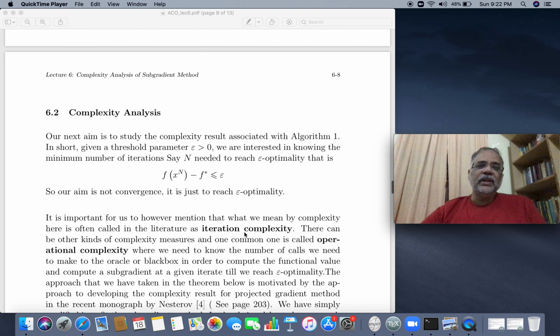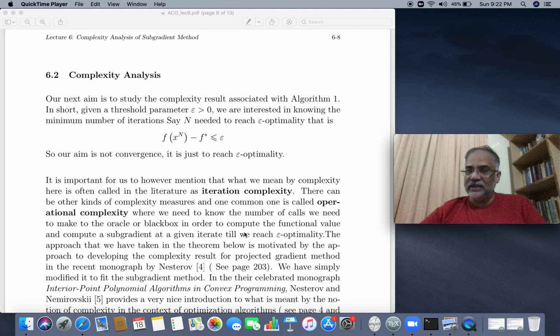Now comes a very important thing called complexity analysis. So what is complexity analysis? Complexity analysis tells us that your job is not to bother much about convergence. In practice, your job is to reach epsilon-optimality as fast as possible. If you can reach it in quite a small number of steps, we will say you are doing something in polynomial time. If you keep on going for aeons, then we will say you are in exponential time.